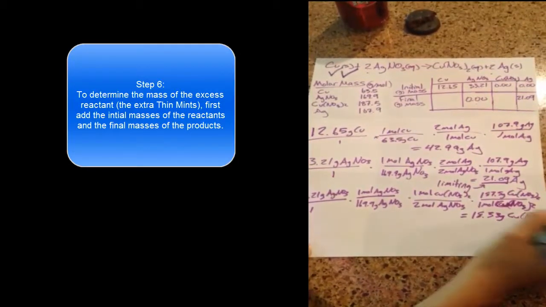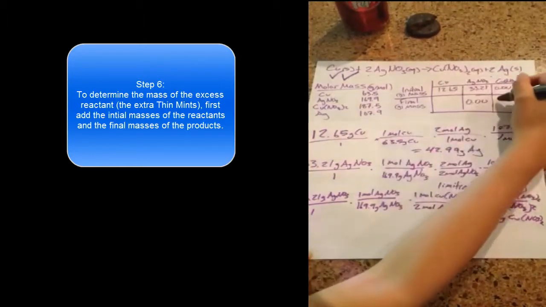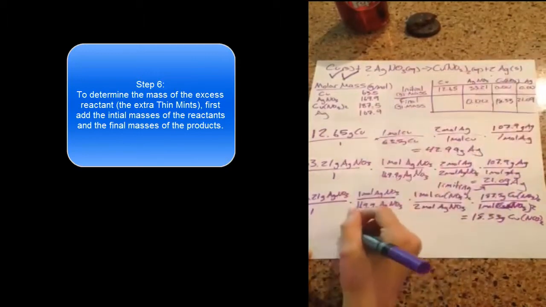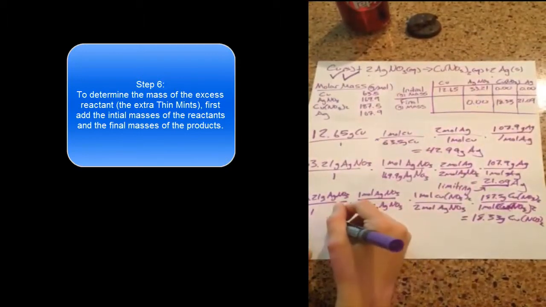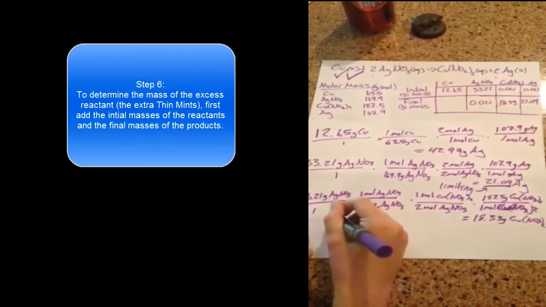According to the law of conservation of mass, the addition of your products should equal the addition of your reactants. Therefore, subtracting the mass of your limiting reactant from the mass of the combined product should give you the excess amount of the other reactant. In this case, it's copper.